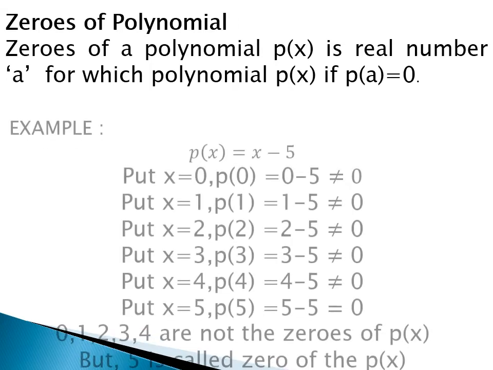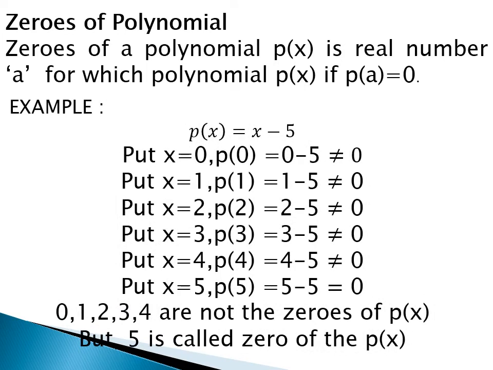For understanding, we have to see the examples. You cannot understand by seeing the definition alone. So we will go for the example. P of x equal to x minus 5. The degree is 1. It is a linear equation, right? Now we are putting the values, x equal to 0. That is the trial and error method. X equal to 0, then what are we getting? 0 minus 5, which is equal to minus 5. That means it is not equal to 0, right?